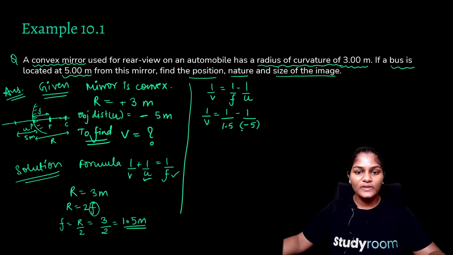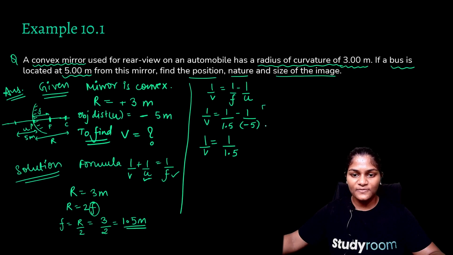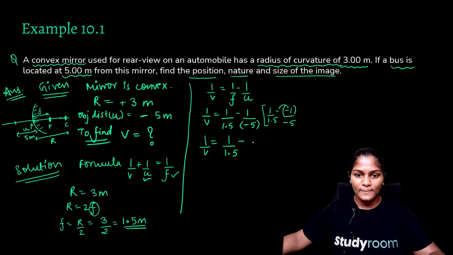Okay. So here we can see that if we take this minus sign up, what happens? This would become 1 by v is equal to 1 upon 1.5. This minus sign, it goes up. If I write it here, 1 upon 1.5 minus, taking the minus sign up, minus 1 upon minus 5. So this minus sign and this minus sign together, they become plus. So this becomes plus 1 upon 5. Right?